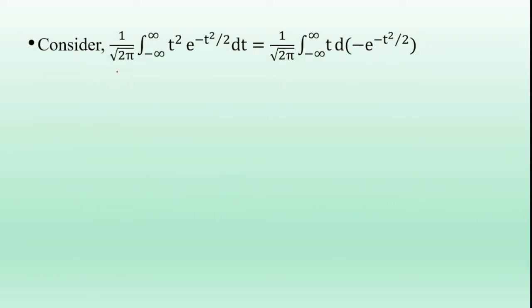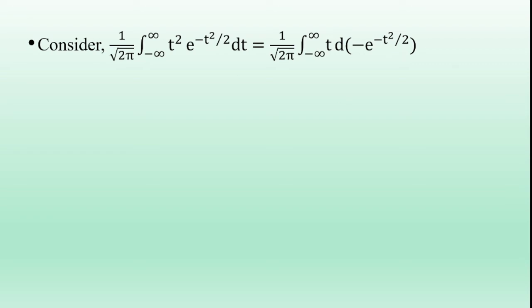So now consider 1 by square root of 2 pi integral minus infinity to infinity t square into e power minus t square by 2 dt. That one will be calculated. Consider that integration. Here t square into e power minus t square by 2 dt is written as t into derivative of minus e power minus t square by 2.